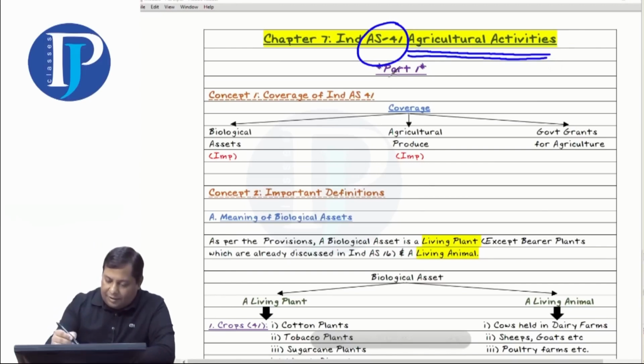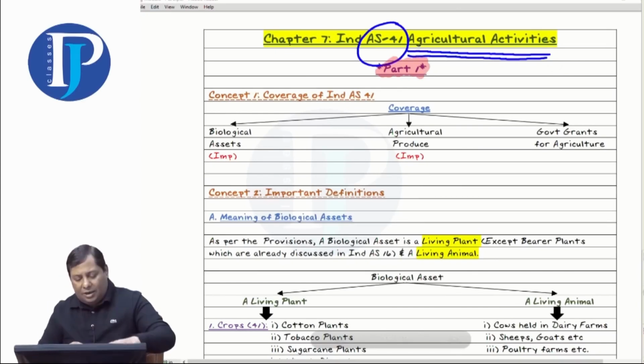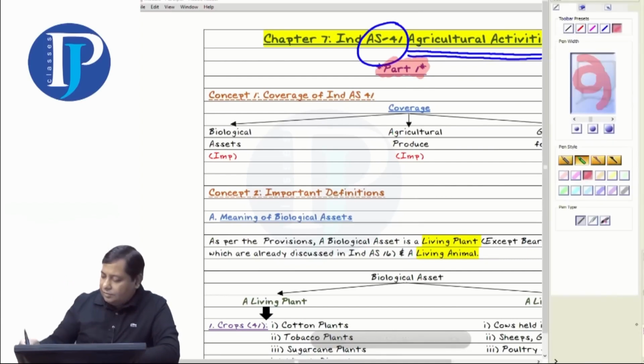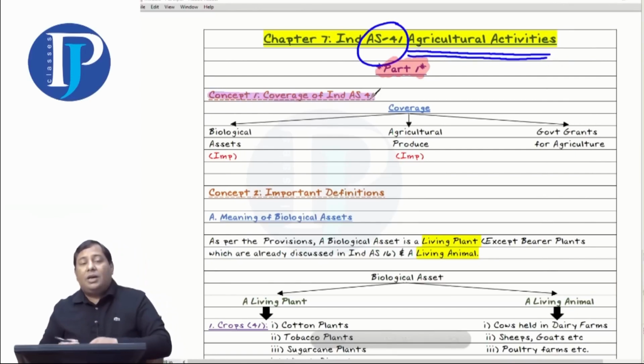This is part 1. Part 1 means lecture number 1. As we have provided the lectures, we have divided the course into different sections and these are your class notes. First of all, we first studied concept number 1 and what all things we are going to cover in the Ind AS 41.